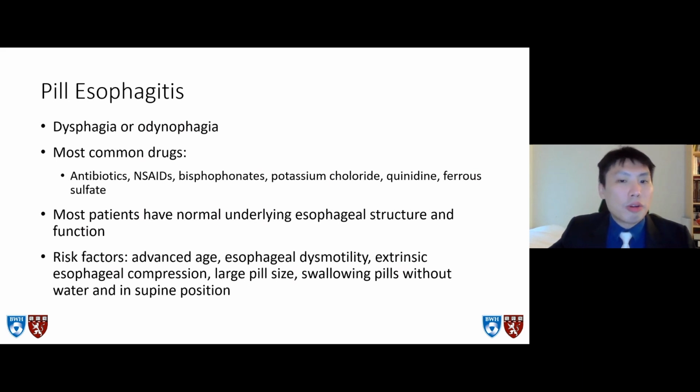Most patients have normal underlying esophageal structure and function, but some risk factors that might put patients at higher risk of pill esophagitis are advanced age, underlying esophageal dysmotility, any sort of extrinsic esophageal compression that might cause the pill to be held up, a large pill size, or swallowing pills without water or in a supine position.